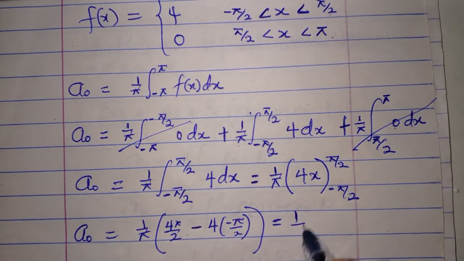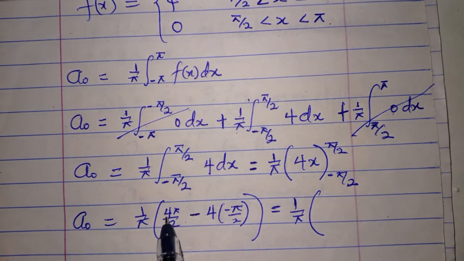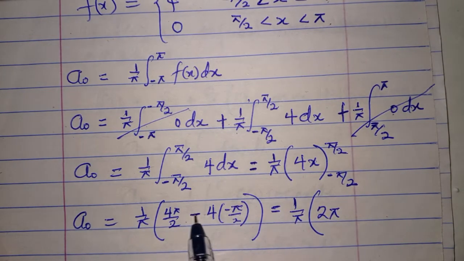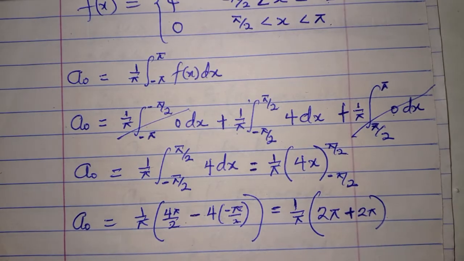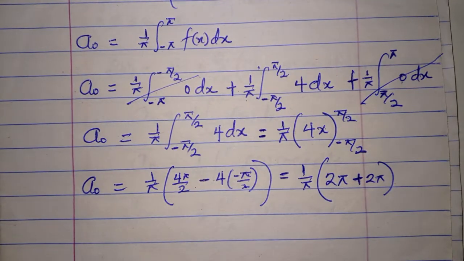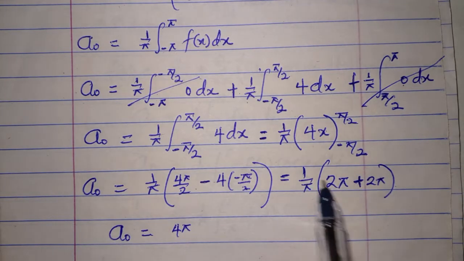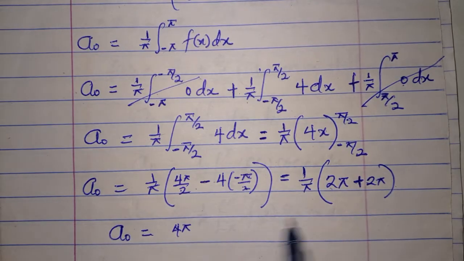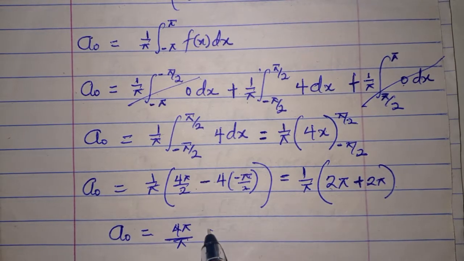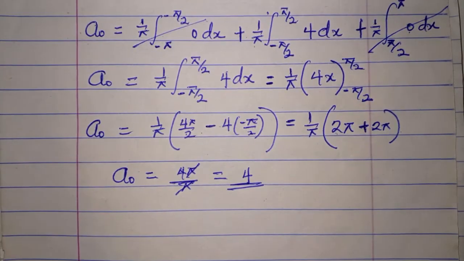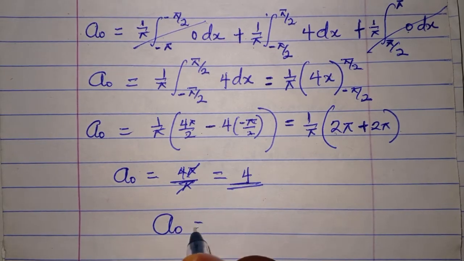So we have 1 over pi. 4 pi over 2 is 2 pi. All right? 2 pi. Minus minus is a plus. 4 divided by 2 is 2. So we still have 2 pi here. 2 pi plus 2 pi is 4 pi. So this is 4 pi, and 4 pi divided by pi, pi will take away pi. So a naught is equal to 4. So for this periodic function, a naught is equal to 4.